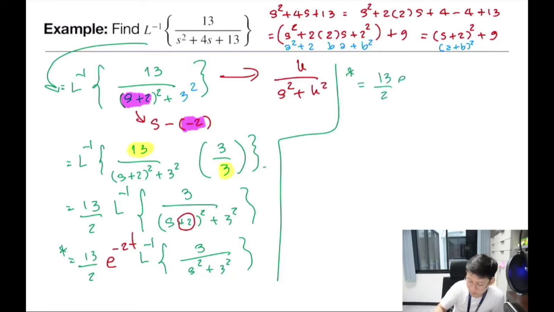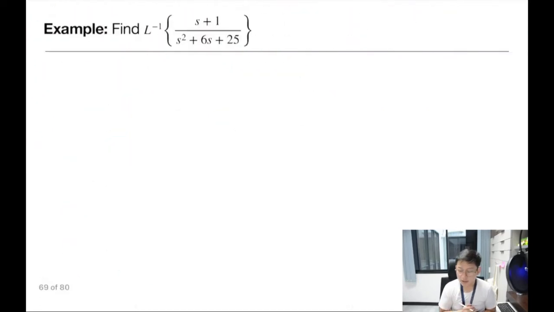13 divided by 2 e to the minus 2t of psi of 3t. Okay, that will be psi of 3t, right? Number divided by s squared plus 3 squared. And that's it. Very simple.